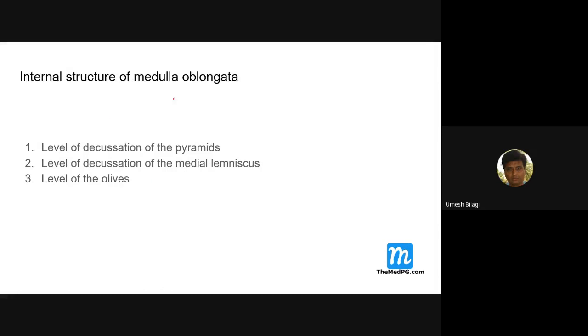So we'll go into the internal structure of the medulla. As I told you, to study the medulla, we'll group it into three levels, from lower to upper. The lowest is decussation of pyramids. That is motor decussation. Then decussation of medial lemniscus. This is sensory, that is the posterior column. Then the level of olives. These are the three levels we'll study to try to understand the medulla oblongata.